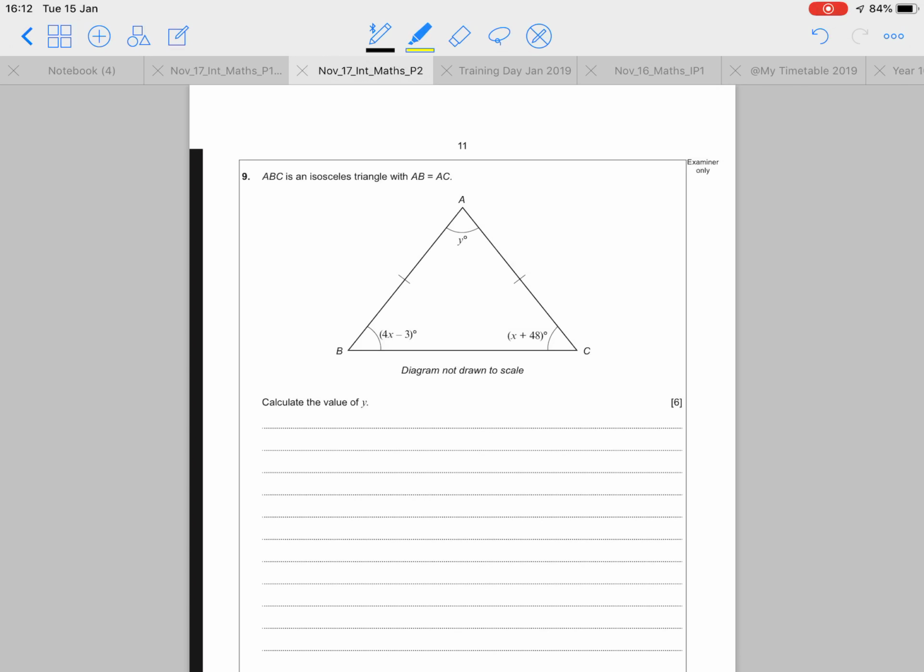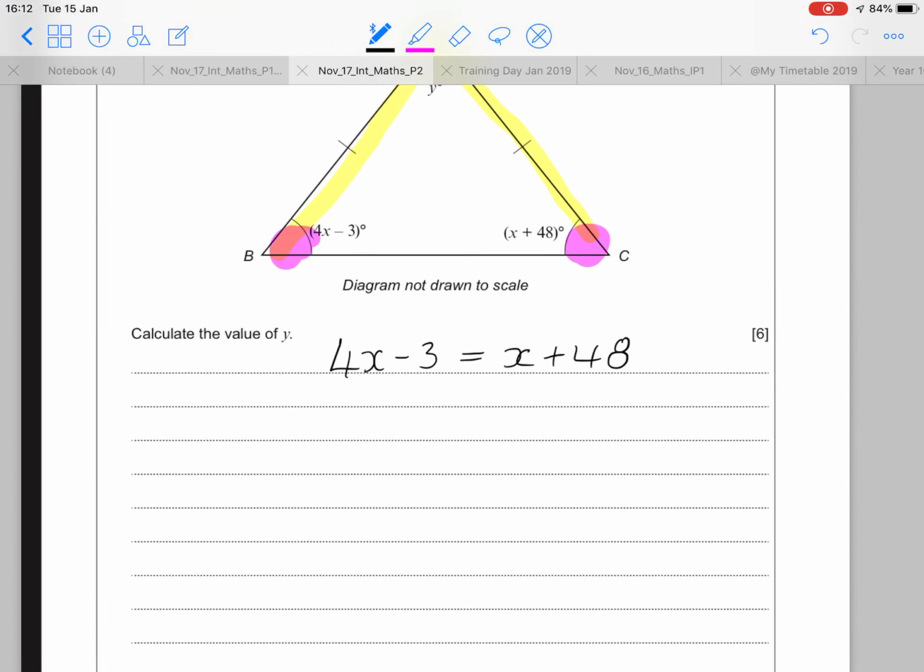Starting with question 9, we're told we're dealing with an isosceles triangle. Isosceles triangles have two sides that are the same length, but more importantly for us, they have two angles that are the same size. Knowing that these two angles are the same size, I can make a little algebra equation that will let me find the value of x. And then when I have the value of x, I can use that to find the value of y.